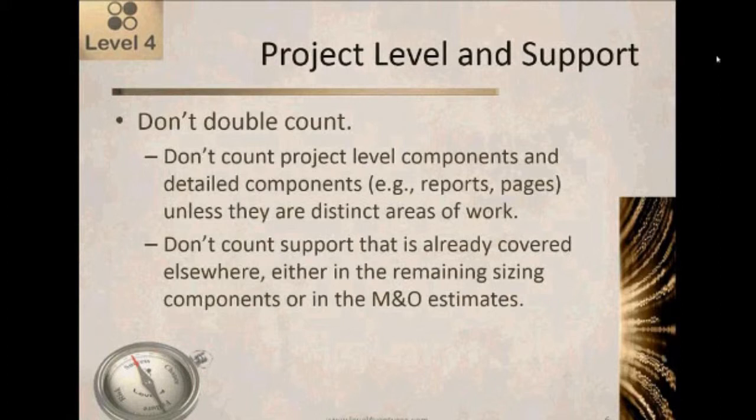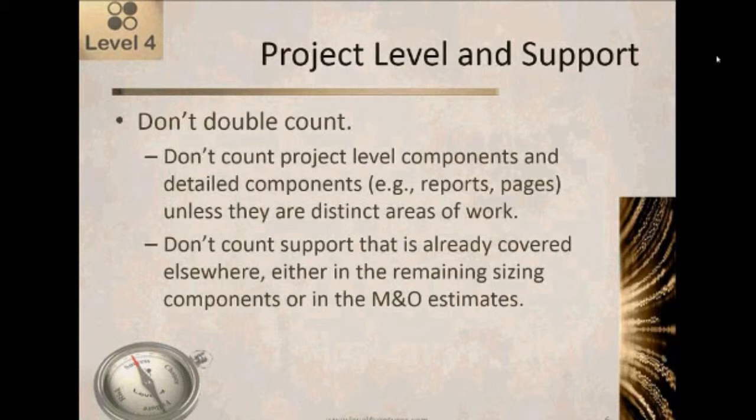So we don't want to count project level components and also detailed components for the same thing. So we wouldn't count, for example, a commercial off-the-shelf software application and then separately count the individual reports and pages that are part of that application. Because if we do that, then we'll be double counting. When we would do that is if they're separate and distinct areas of work. So if we have a commercial off-the-shelf software application, and then we're adding 3 new reports, then we would count the 3 new reports separately.